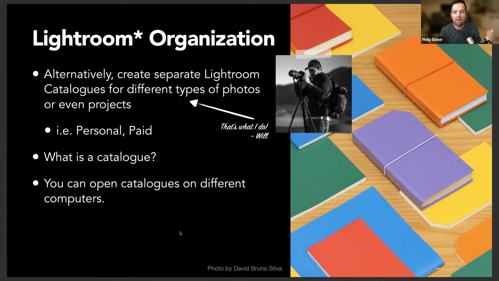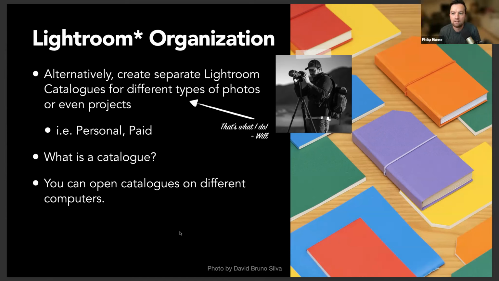It's like a file, and within that catalog are all of the imports you've done, all the organization you've done, all the ratings and edits you've done. And some people, like Will, actually create separate catalogs for everything, either for individual projects like individual weddings, or what I think is probably practical for a lot of people is to have a personal catalog versus a professional catalog, or a weddings catalog and then a headshots catalog. Or you could have everything you do in one catalog.